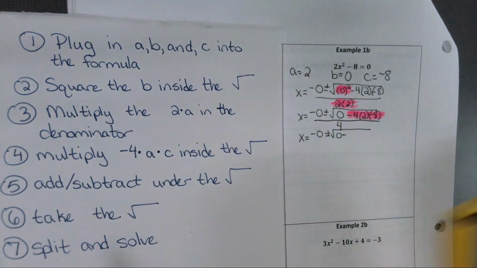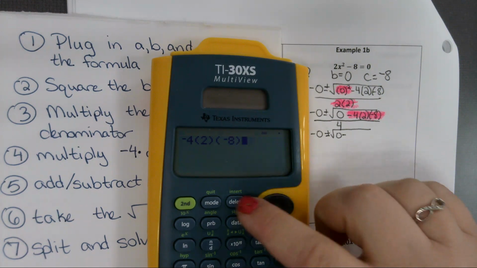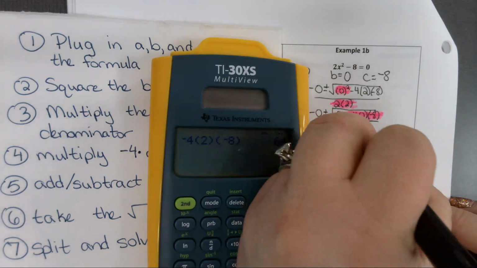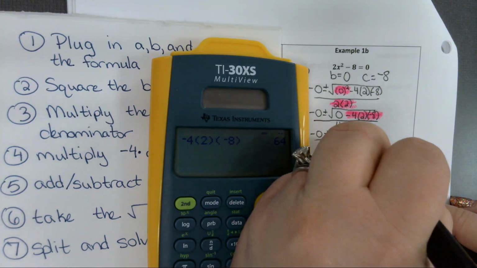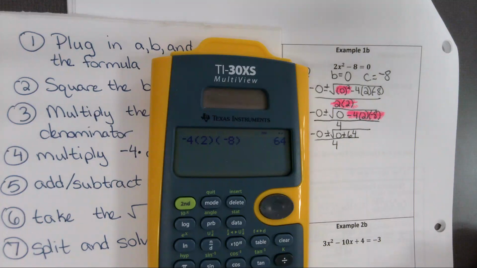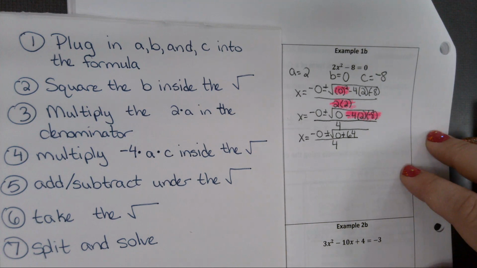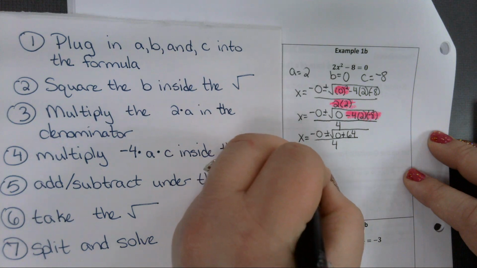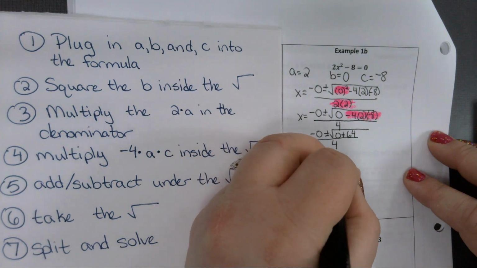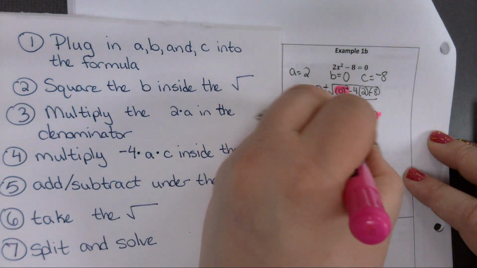So in my calculator, I'll have -4 times 2 times -8, which gives me 64. And because that 64 is positive, it changes to 0 plus 64. Now we can add or subtract under the radical. So we'll do 0 plus our 64.